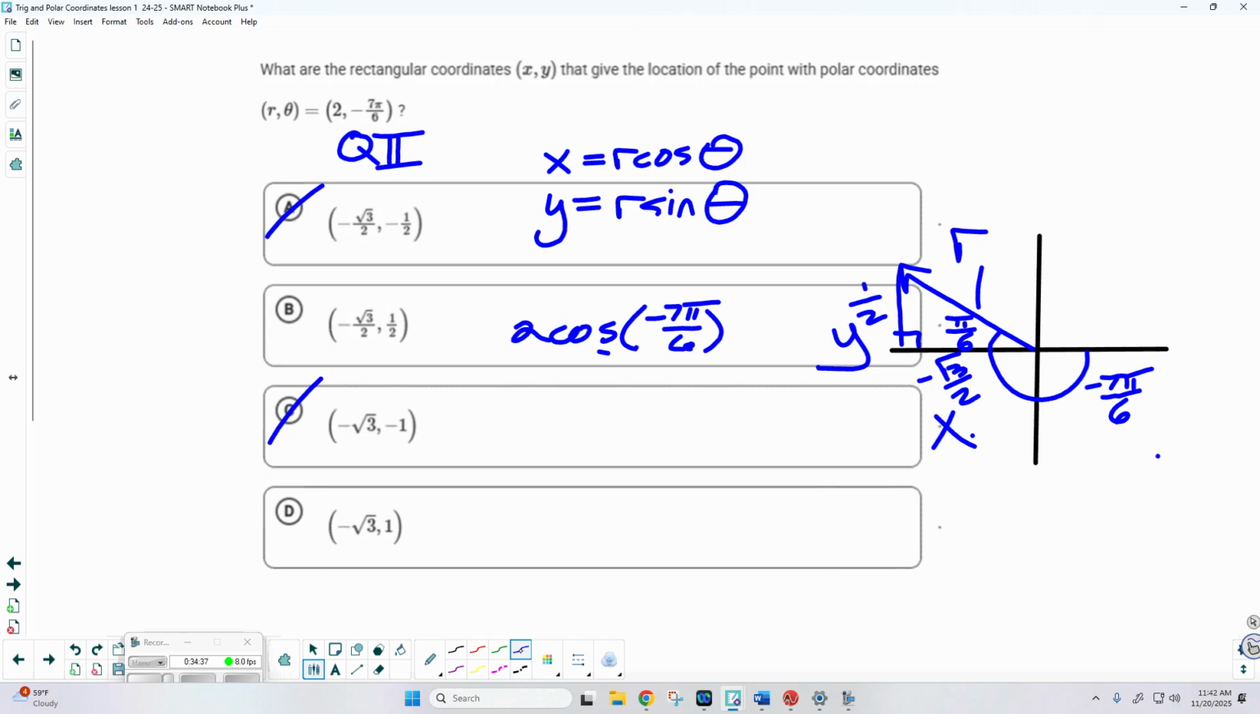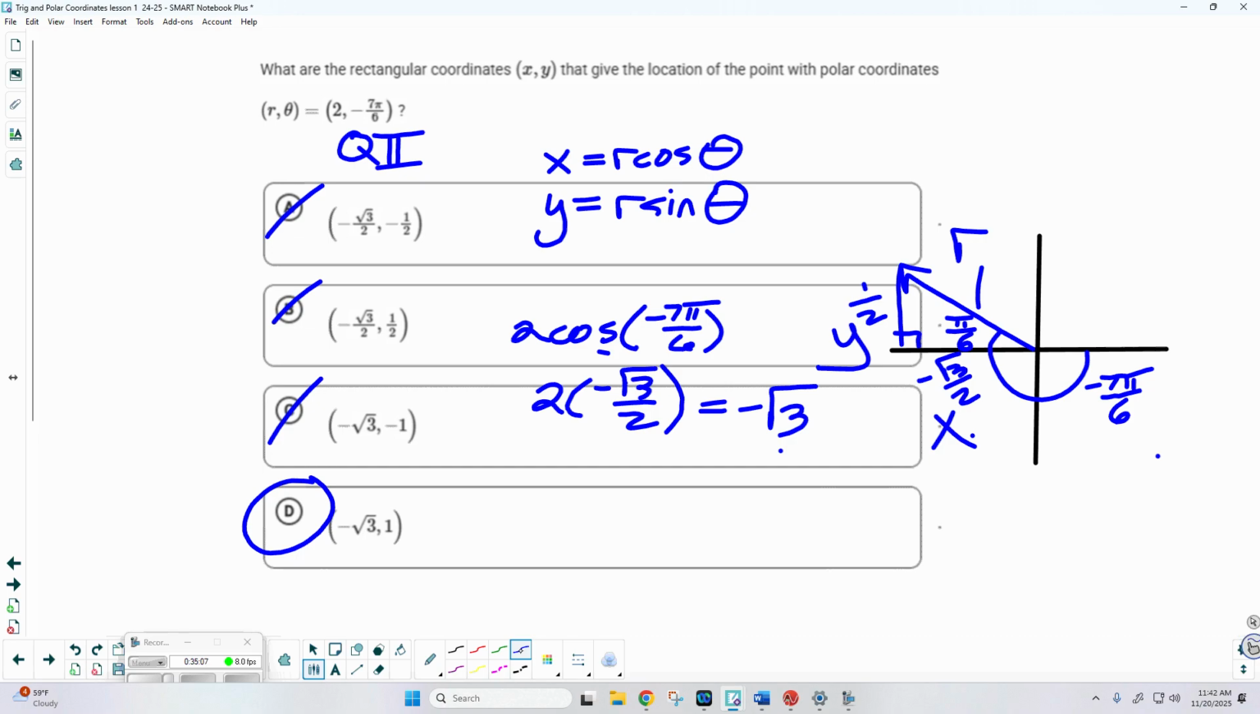What's the cosine of negative 7 pi over 6? Negative square root of 3 over 2. So 2 times the negative root 3 over 2 is going to give me a negative root 3. This is also another thing. You don't always have to finish the problem. Like, I know this has to be my x value, so that eliminates b. The only answer left is d.